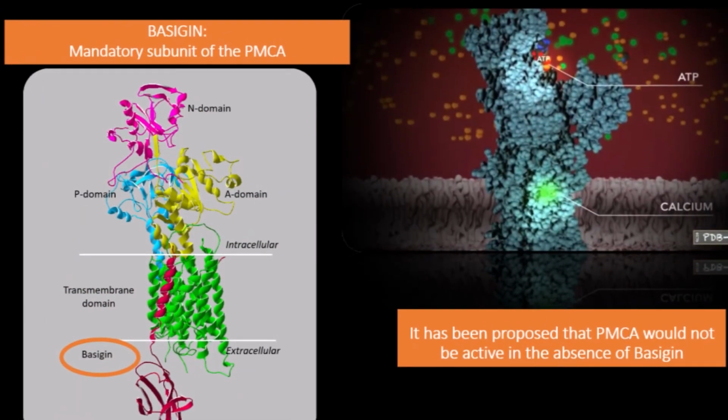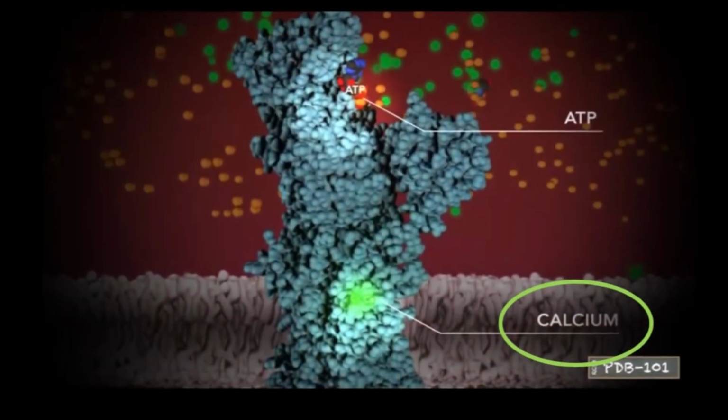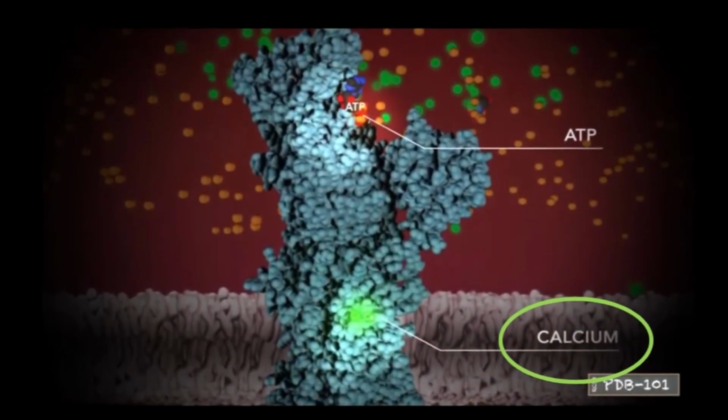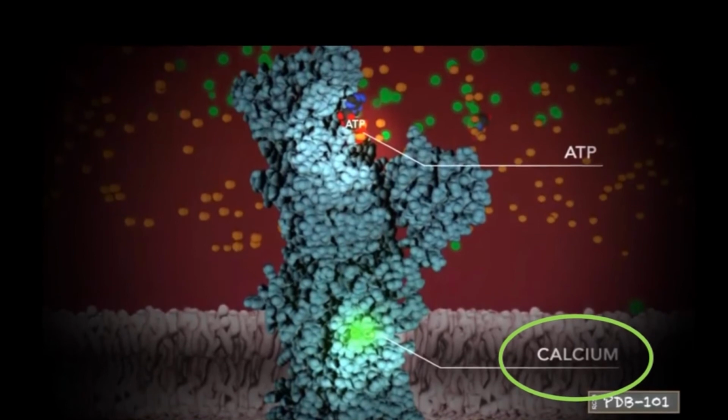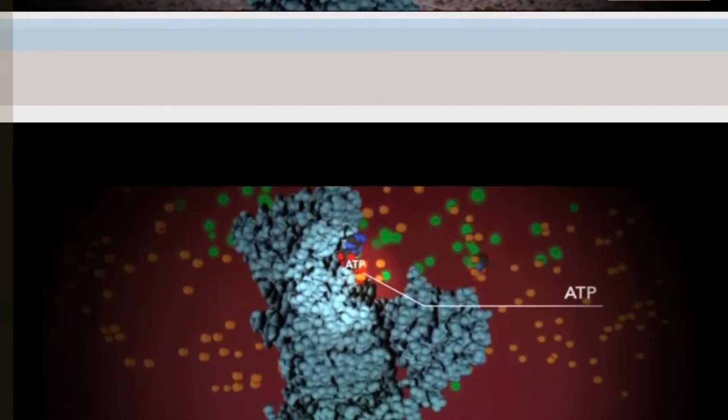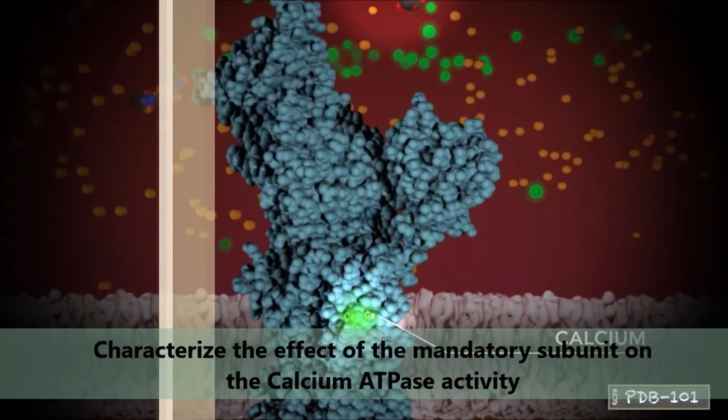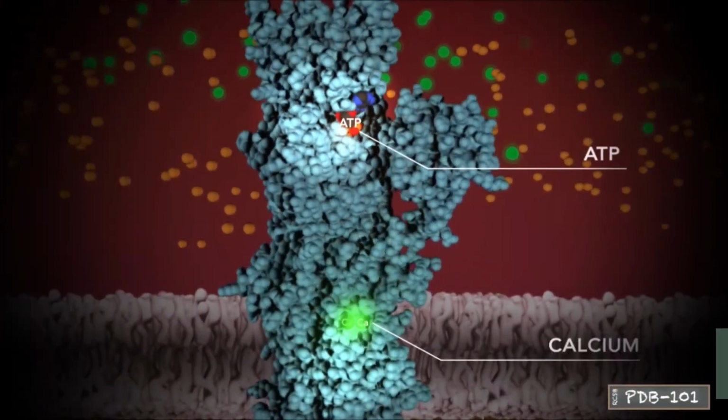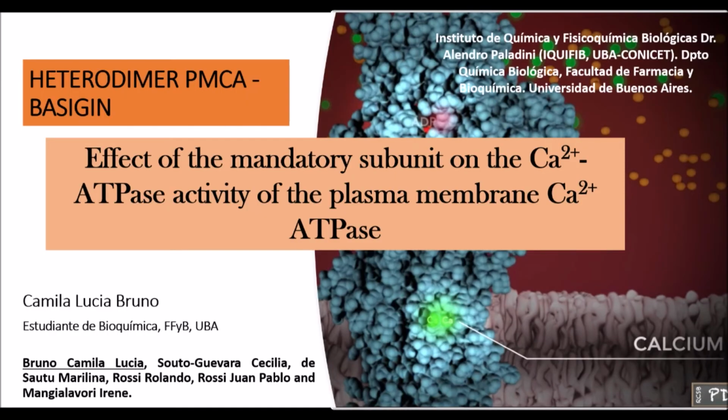We are also going to analyze if this interaction affects the affinity of the protein for calcium. So analyzing this would enable us to characterize the effect of the mandatory subunit on the calcium ATPase activity. So this is basically what the project is about, and I hope you like it.